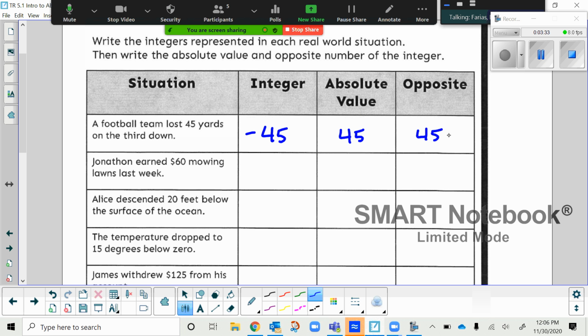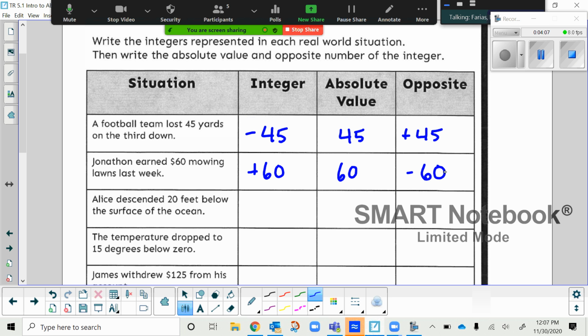So then on the second example, Jonathan earned $60 mowing lawns last week. Well, how would you represent that as an integer? Is that a +60 or a -60? Plus. And are we happy when we earn $60? Yeah, +60. Thank you, Matthew. We're happy about that, right? Well, what do you think is the absolute value of 60? Just 60. And what's the opposite of a +60? -60.